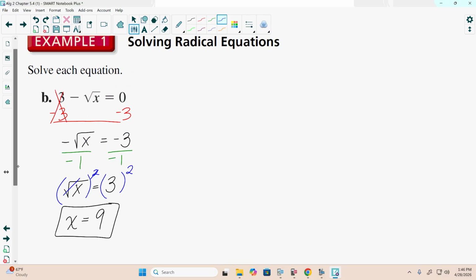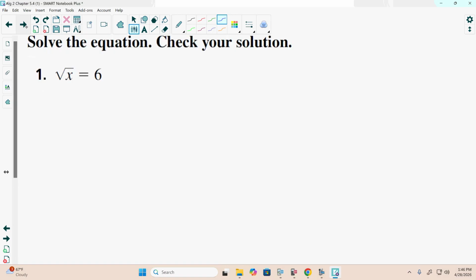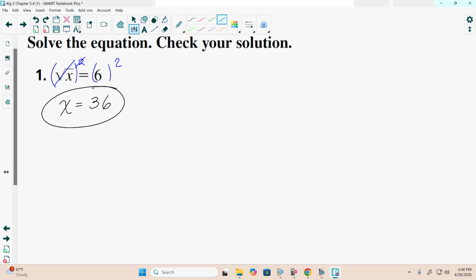X is already solved, so x is equal to 9. Questions on this here? Square root of x equals 6. Is there one radical? Get it by itself. Put both sides to the nth power. So we're going to square both sides. Square and square cancel, telling us x is equal to 36. There are no radicals left. It is by itself. So x equals 36.